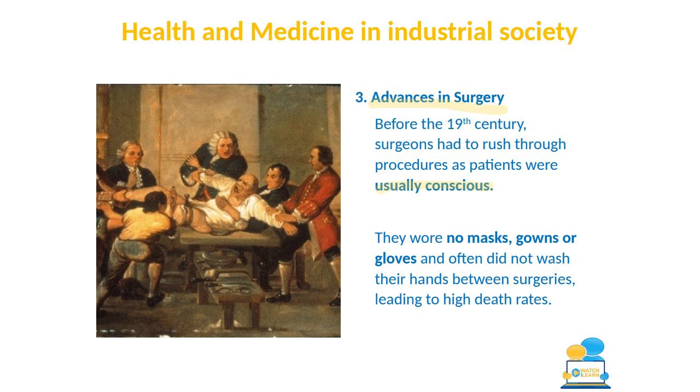Surgery at the time was very dangerous and very risky, and it often worsened the conditions of patients. Surgeons wore no masks, no gowns, and no gloves. They also did not wash their hands between surgeries. They would often go from one patient to the next without washing their hands, and it would lead to very high death rates. If you got surgery, you were likely to die because of it. The surgery actually worsened your condition. All right, so there were big advances made in surgery during the 19th century that we're going to look at now.